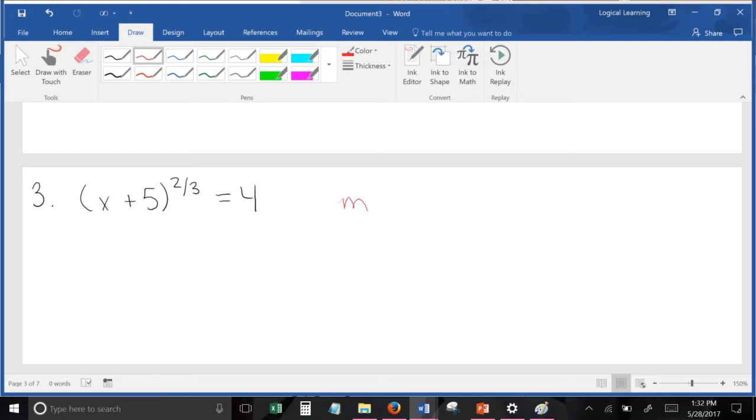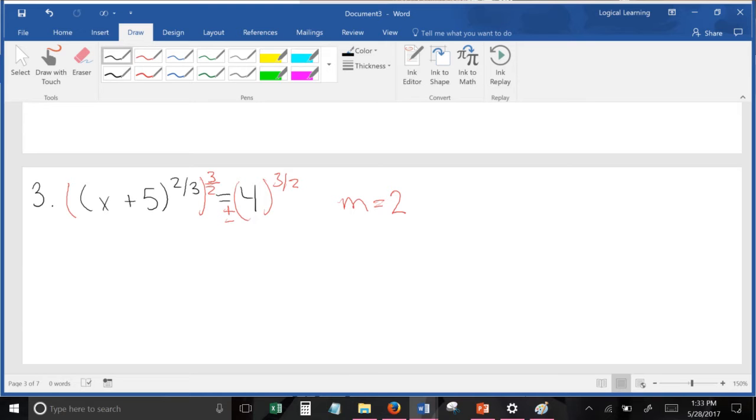Now in this case, our m is equal to 2. So that means we're going to have to deal with a plus or minus. So we're going to raise both sides to the 3/2, remembering to put our plus or minus on this side.